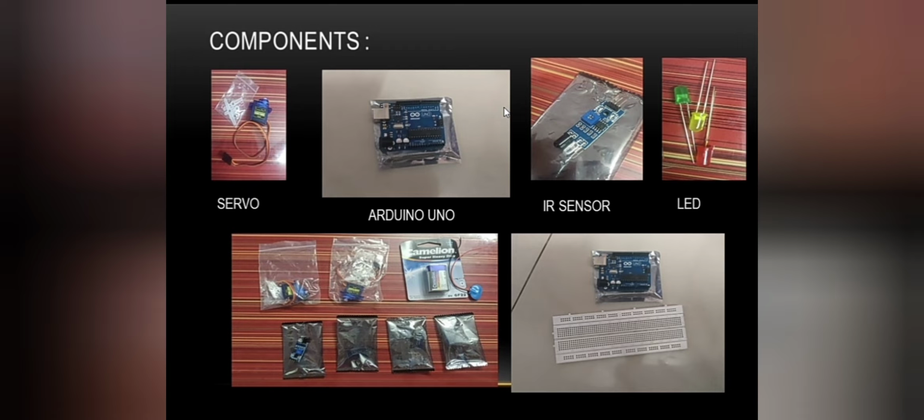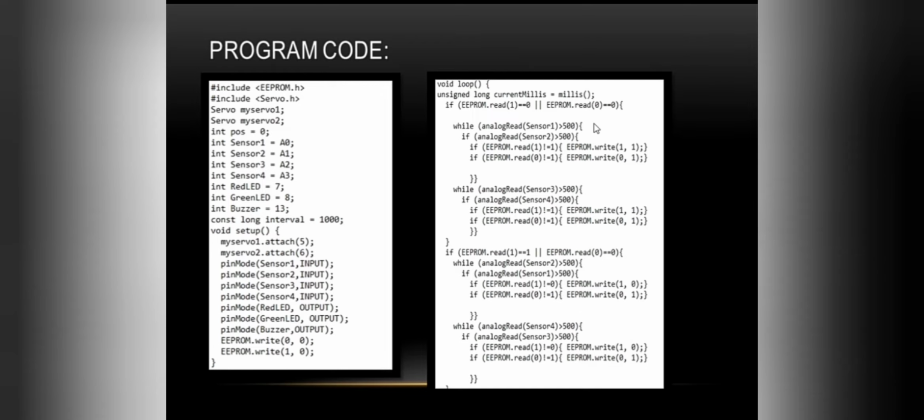So next we are going to see the program code used in our project. We have taken this code from GitHub and made some changes so that we could use it according to our purpose. I have used two libraries called EEPROM.h and Servo.h.